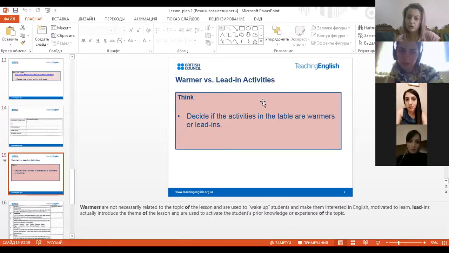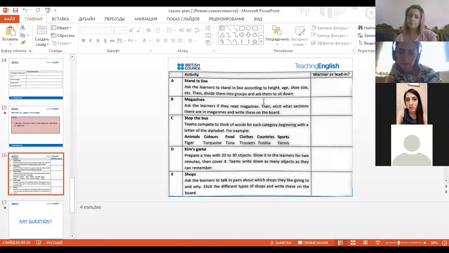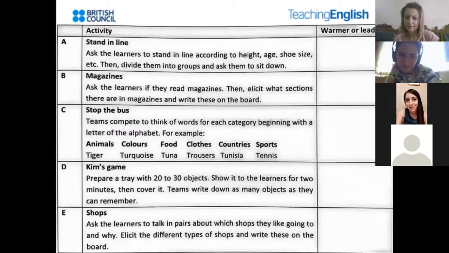So how often do you use warmers and leadings? Now you know that they are different, yes? They are used separately. So how often do you use warmers and how often do you use leadings? Guys, how often do you use? Do you use both of them?